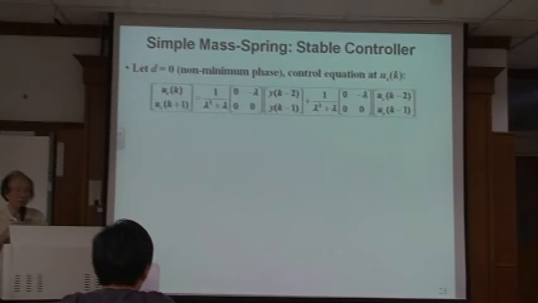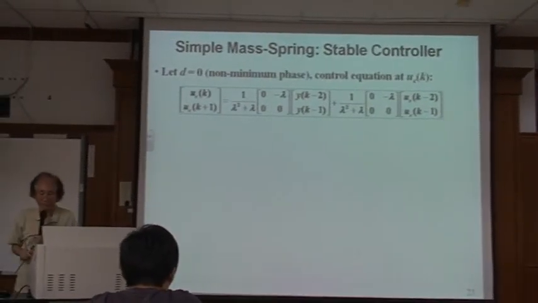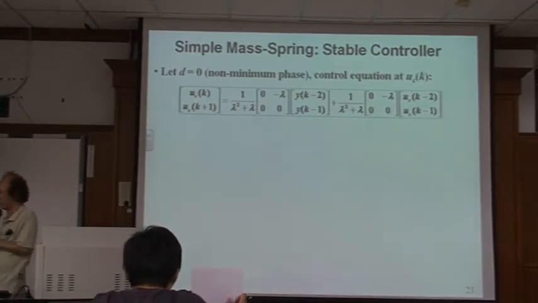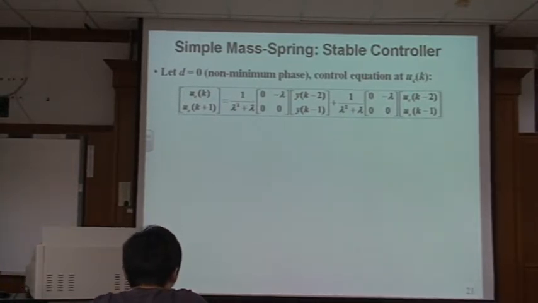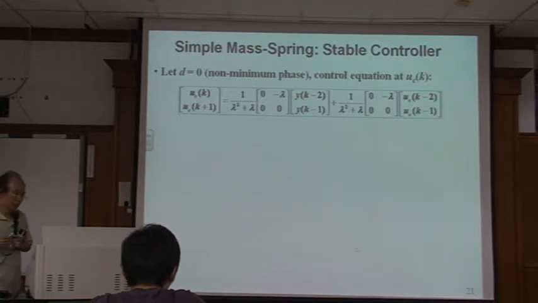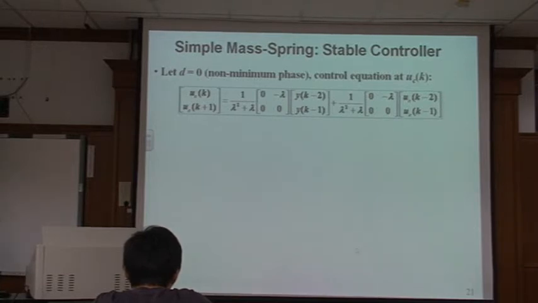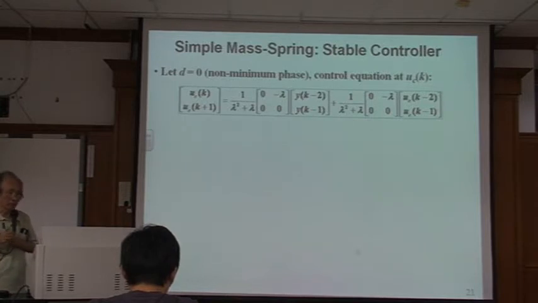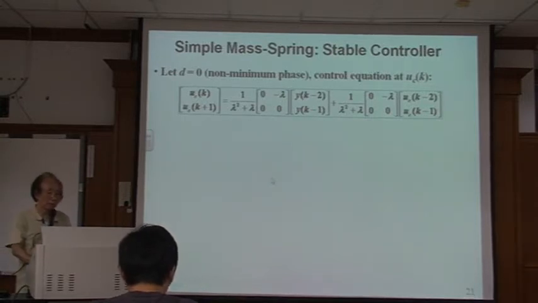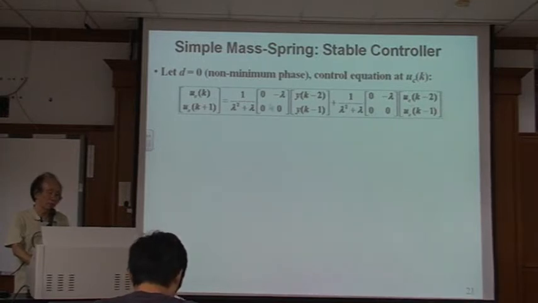Assume D equals 0. There's a term here called non-minimum phase. If D equals 0, there's no D, then we call it non-minimum phase controller design. The control equation becomes this. It becomes very simple. It depends only on your lambda.